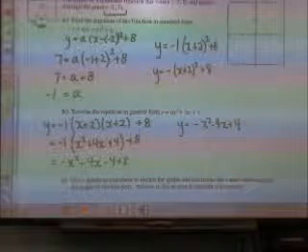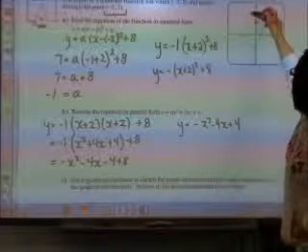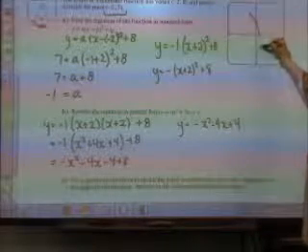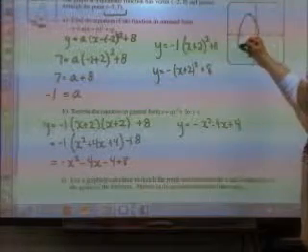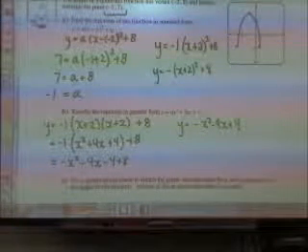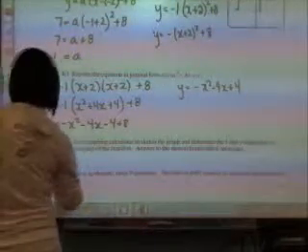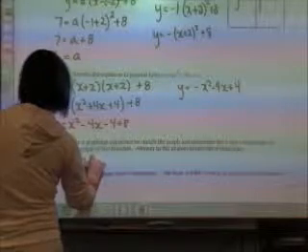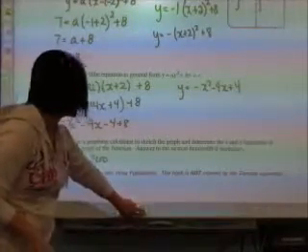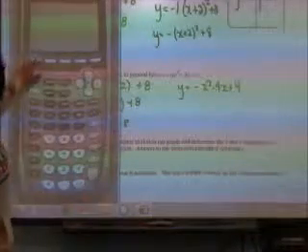And then I have a vertex at negative 2 and positive 8. And the graph opens down. So there's my sketch. And then I can find my x-intercepts. To find my x-intercepts, you use the zero function of the graphing calculator. So if I put the equation in, it doesn't matter which of these 2 equations you put in, you're going to get the same graph, and I'll show you.